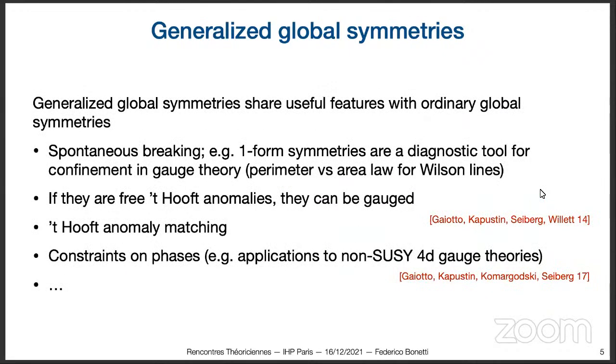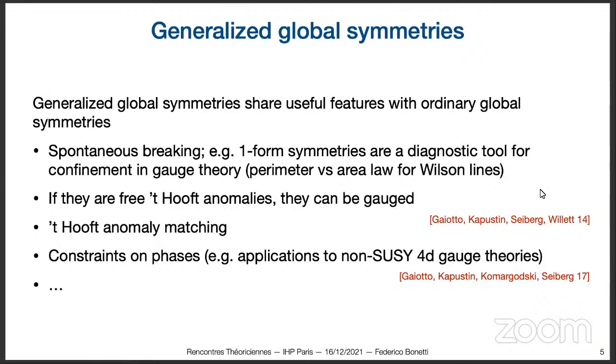And why should we care about these generalized symmetries? One of the reasons why they are interesting is that they share many of the useful features of ordinary ones. For instance, they can be spontaneously broken. I would like to remind you of the standard example of one-form symmetries, whose spontaneous breaking or not is the same as the familiar diagnostic tool of confinement in terms of Wilson lines in gauge theory, whether they have a perimeter law or an area law.